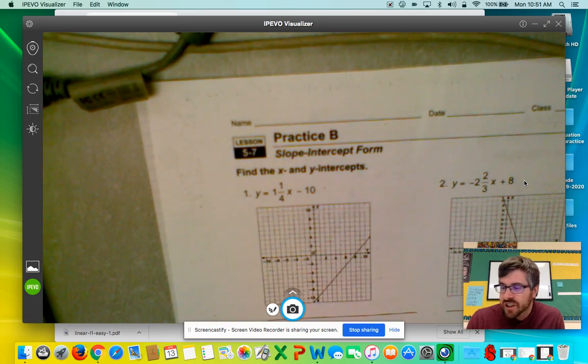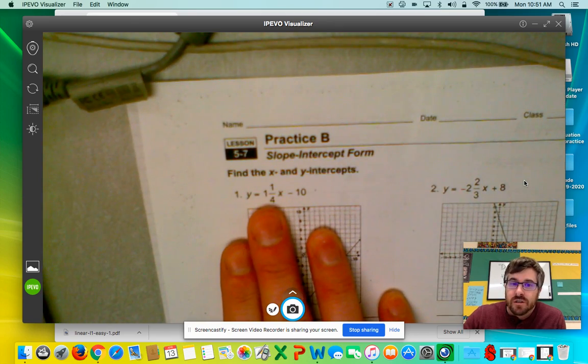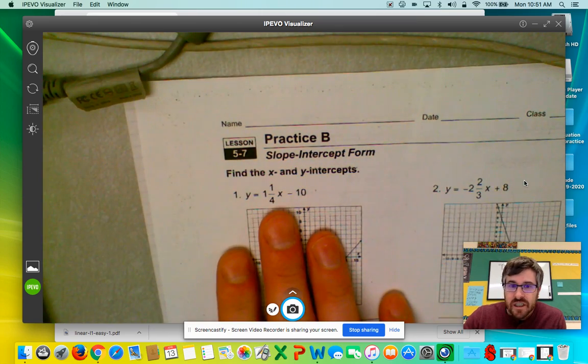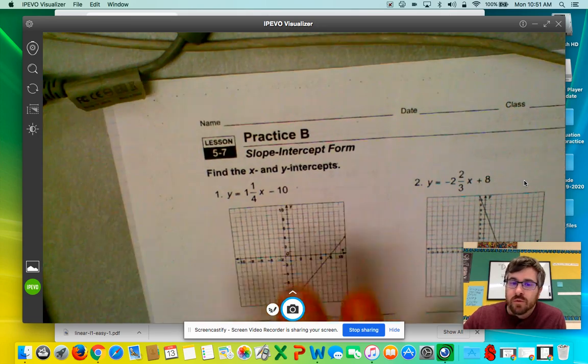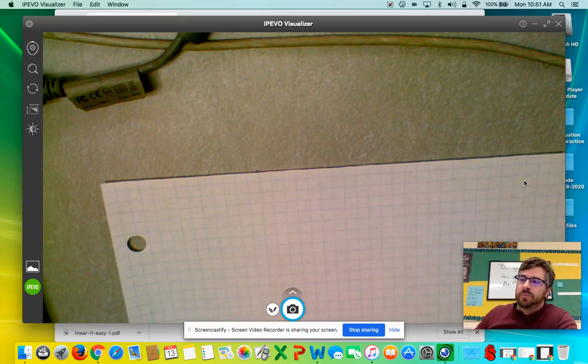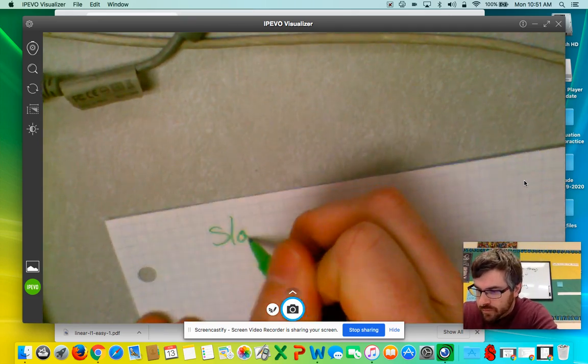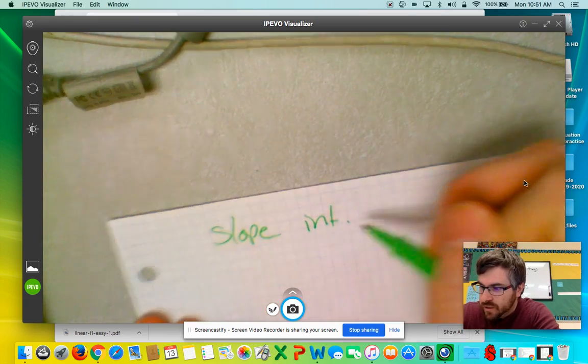You're going to start with some equations now. This is called slope intercept form. You have your slope, which is always connected to x, plus or minus your y-intercept. So we're going to write down a section of notes for you, so you will always remember. Slope intercept form. I'm going to abbreviate it.